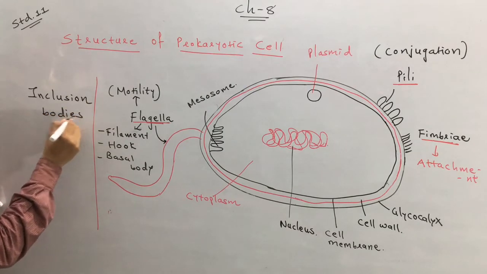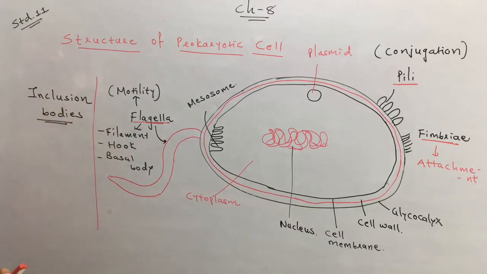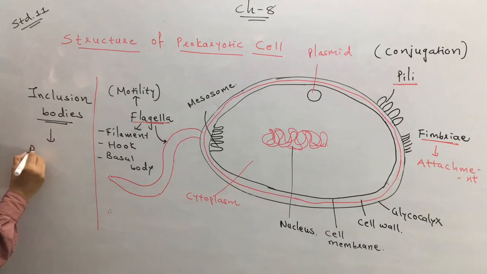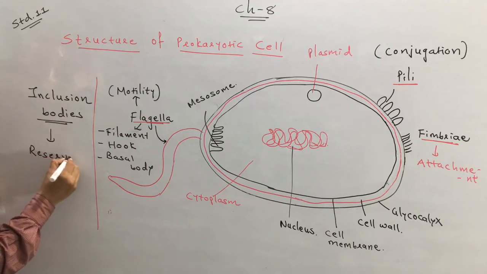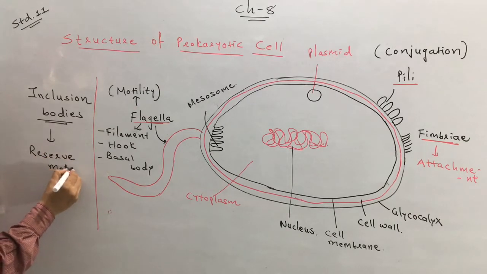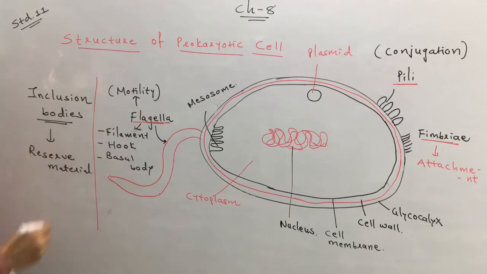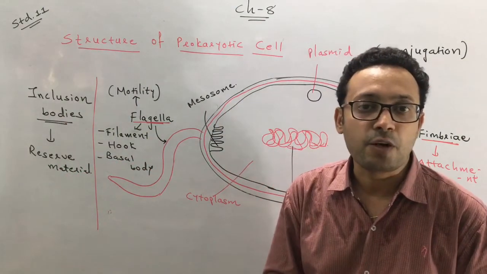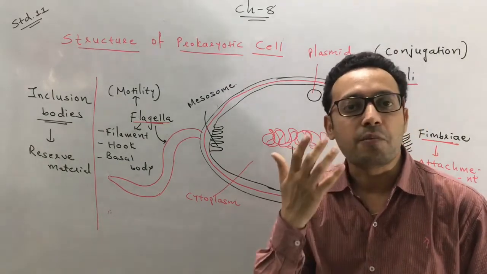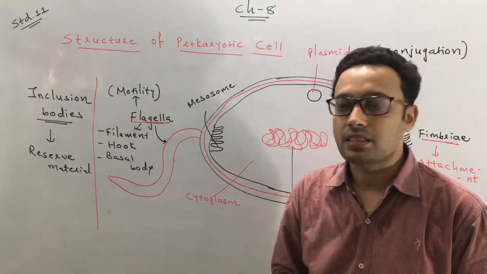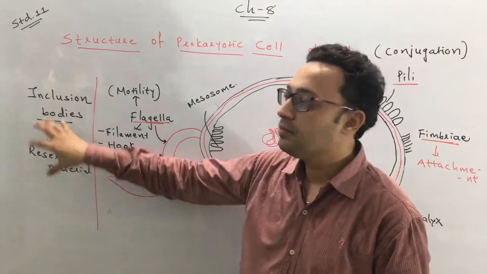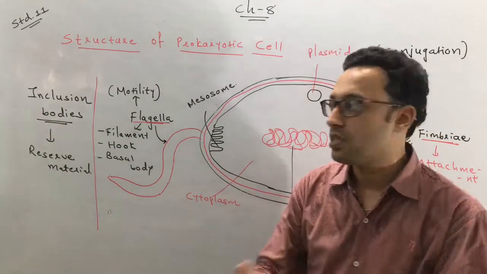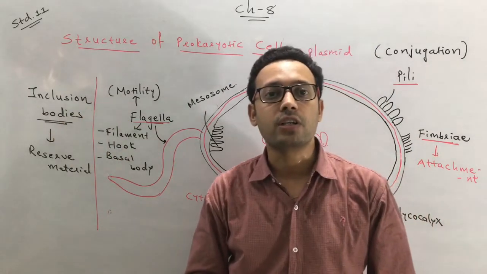Inclusion bodies, plural, one inclusion body. What does this inclusion body contain? The inclusion body contains reserve material. Reserve material may be in the form of food, or in the form of nutrient, or in the form of waste. In any form, the reserve material is found in a specialized structure called inclusion bodies.